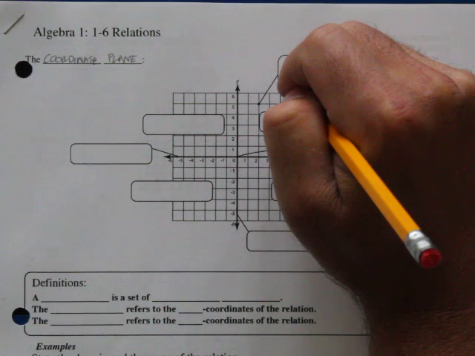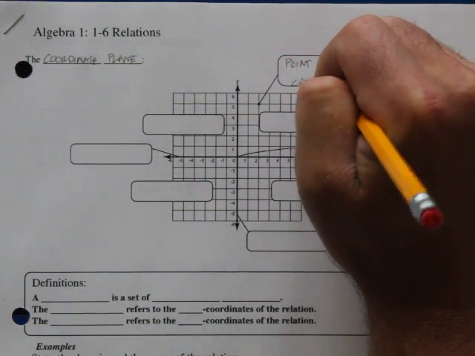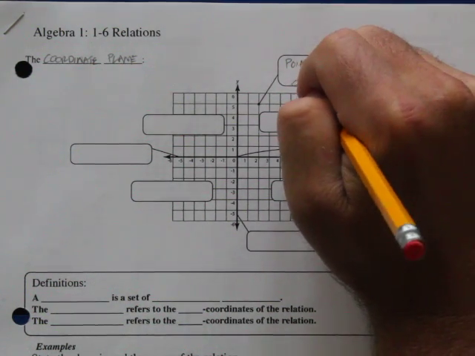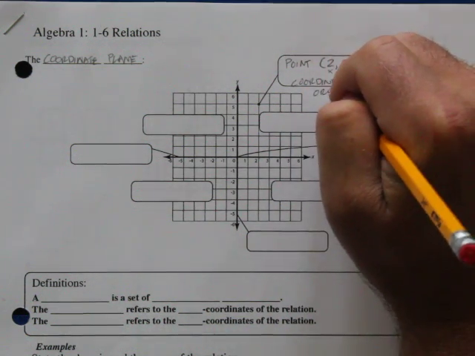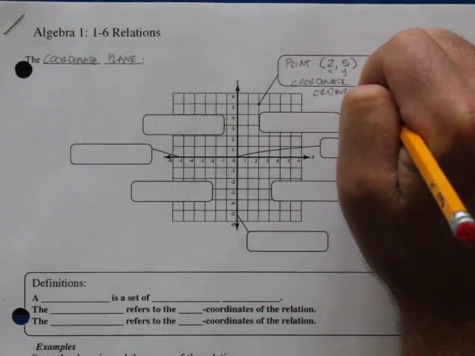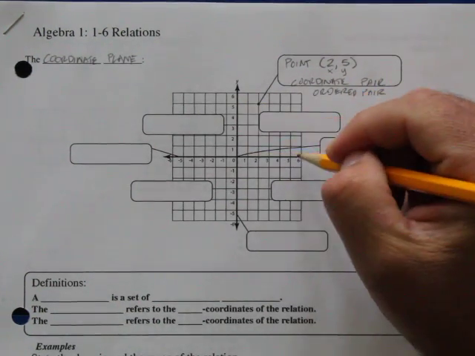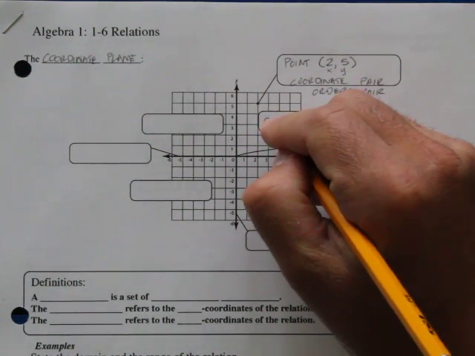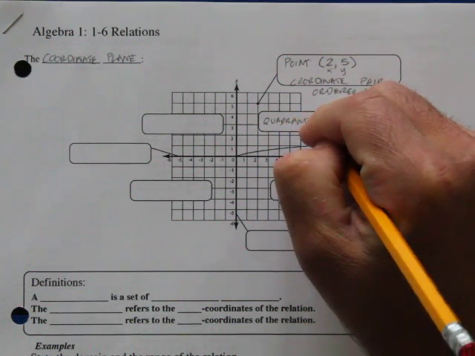This is also called a coordinate pair or an ordered pair. Those are some different names for a point. And this area here is called quadrant 1.